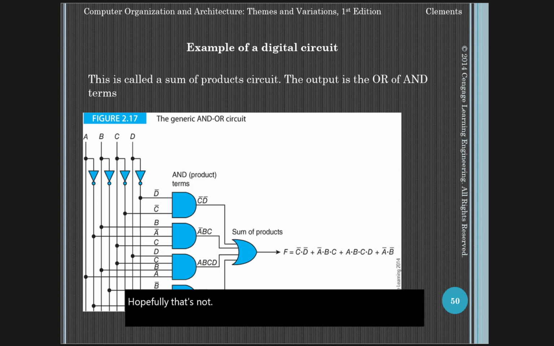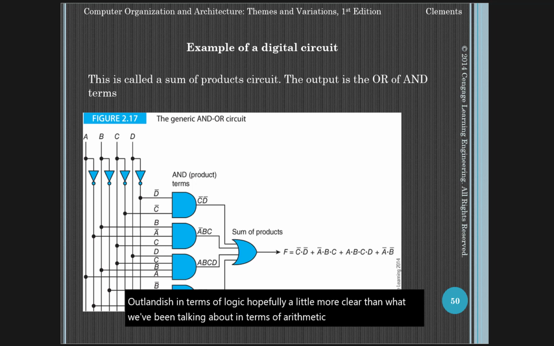Hopefully that's not outlandish in terms of logic. Hopefully a little more clear than what we've been talking about in terms of arithmetic. But hopefully you understand where I'm coming from, in that we have to understand some of what I've been talking about in order to get to this point. So having been introduced to the 3 basic gates, now we can point out that any combinational logic circuit can be constructed from our AND, OR, and NOT gates.